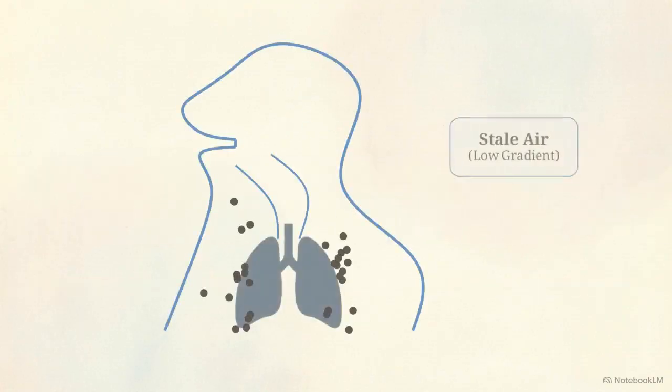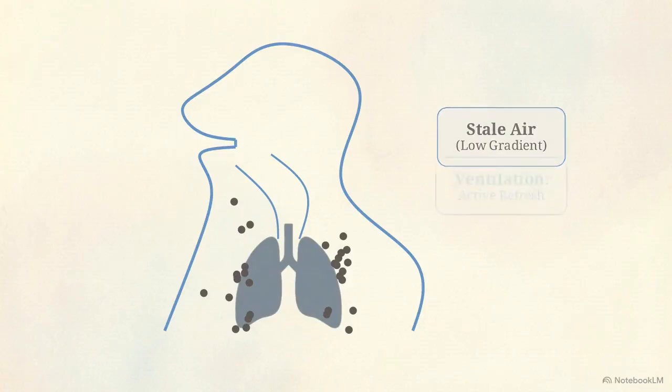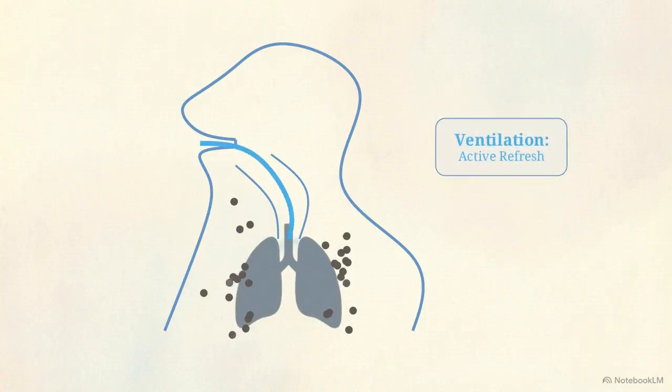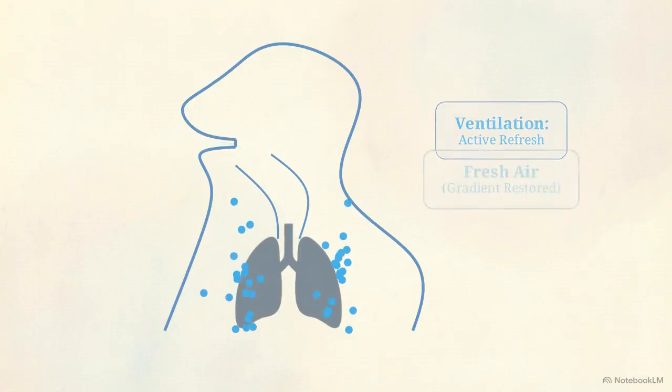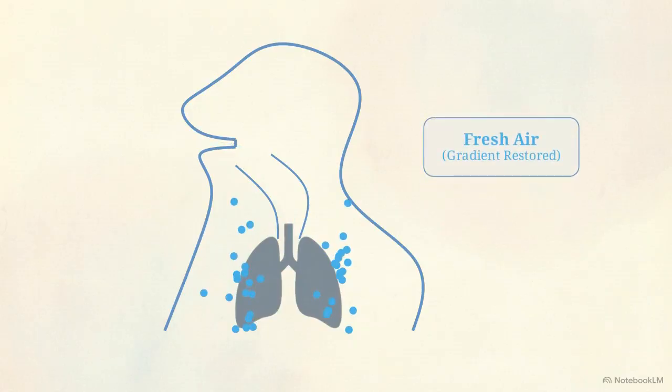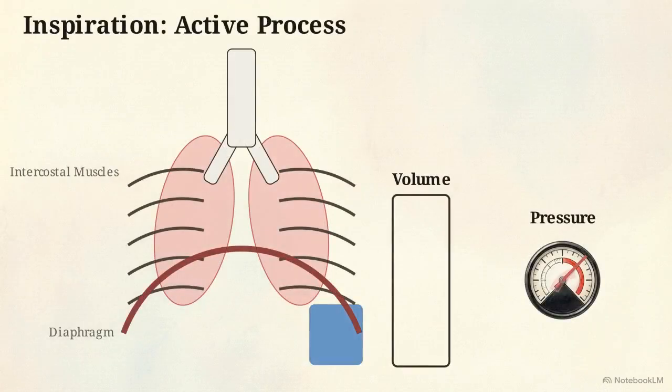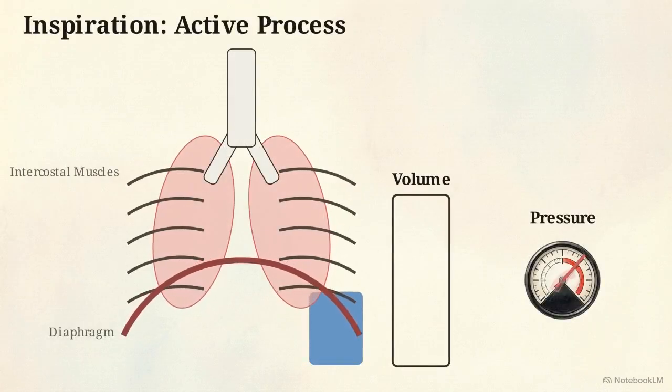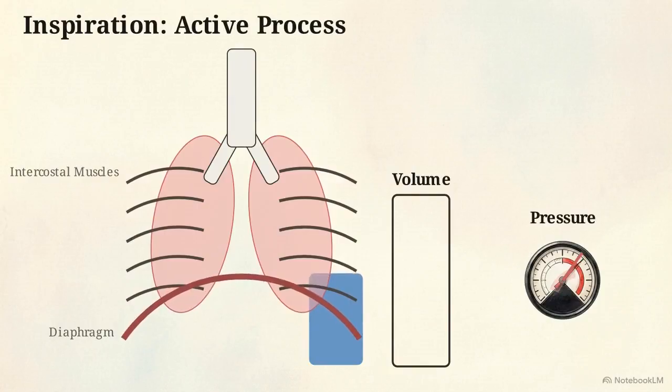To keep oxygen diffusing, the system must maintain a gradient. This is achieved through ventilation, the mechanical process of breathing that brings in fresh, high-oxygen air. Inspiration is an active process. The diaphragm contracts and flattens, while external intercostal muscles pull the ribcage out.